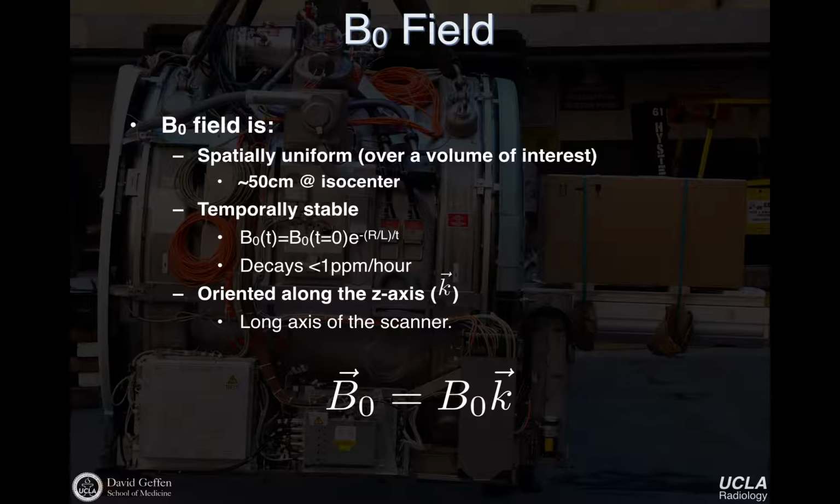And we said this before, but it's oriented along the z-axis. It's a B0 field oriented along the long axis. We can write it as a vector, the B0 vector, and we can say that it's equal to B0 magnitude oriented along the k direction. We'll use IJK notation for the x, y, and z directions.